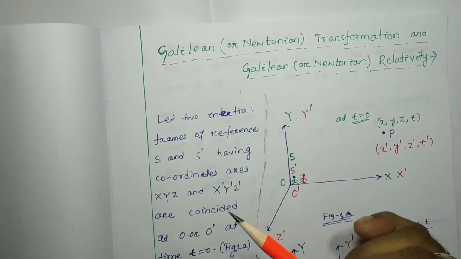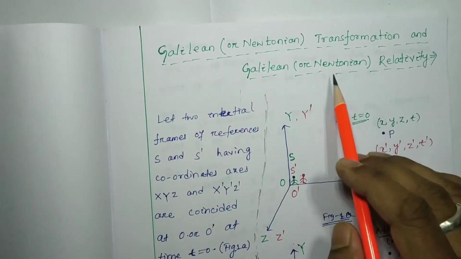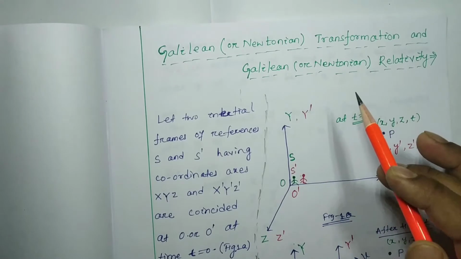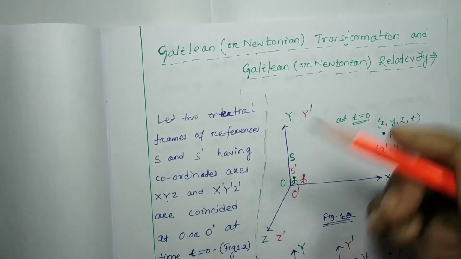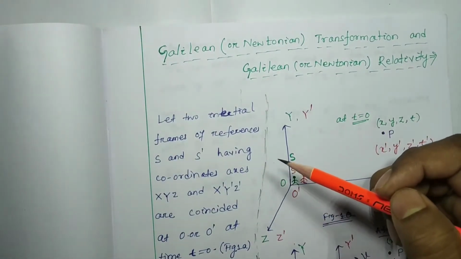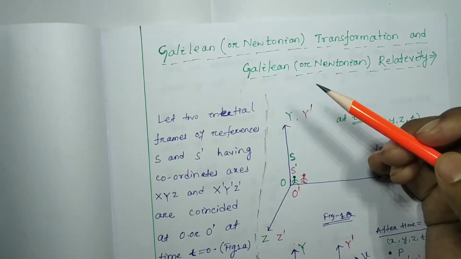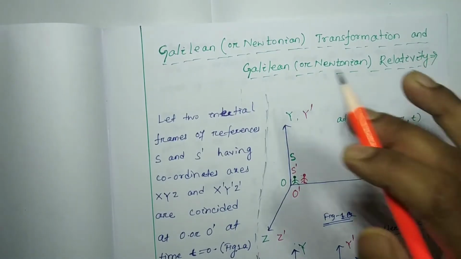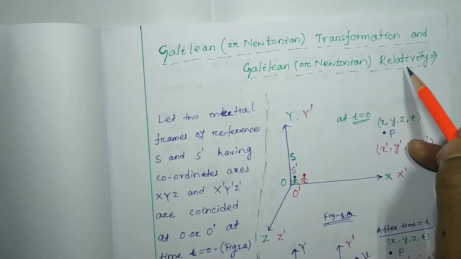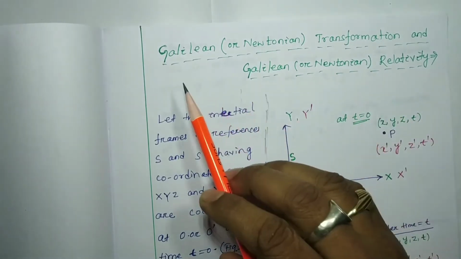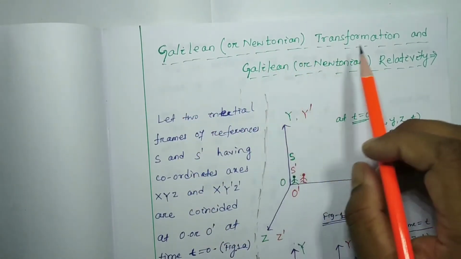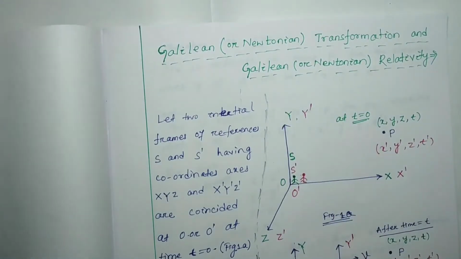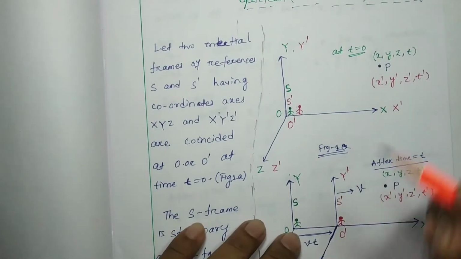In our last class we discussed what Newtonian relativity is, and the difference between Newtonian relativity and Einstein relativity in detail. Before that, we have to discuss how a particle moving with the speed of light changes its physical behavior, which does not match with Newtonian relativity. Here, we need to discuss Galilean or Newtonian transformation and Galilean or Newtonian relativity. So let's start.